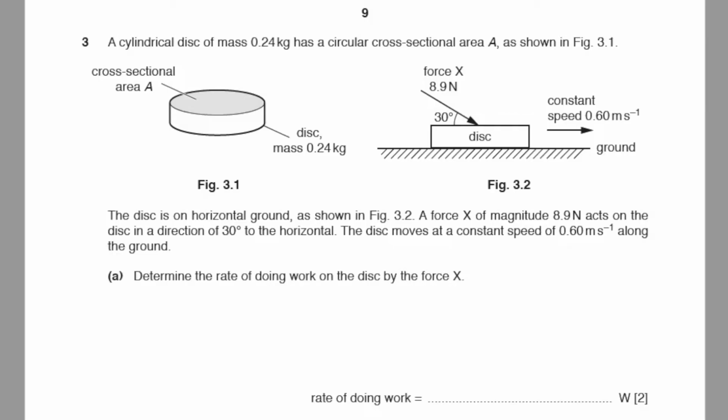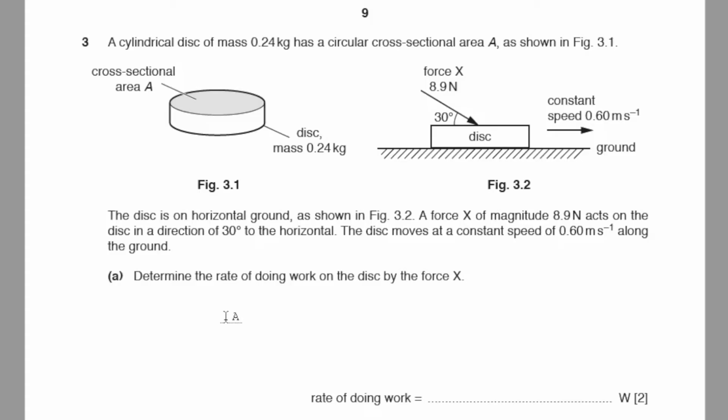Question number 3. A cylindrical disc of mass 0.24 kilograms has a circular cross-sectional area A as shown in figure 3.1. The disc is on horizontal ground as shown in figure 3.2. A force X of magnitude 8.9 newtons acts on the disc in a direction of 30 degrees to the horizontal. The disc moves at a constant speed of 0.60 meters per second along the ground. Part A. Determine the rate of doing work on the disc by the force X.